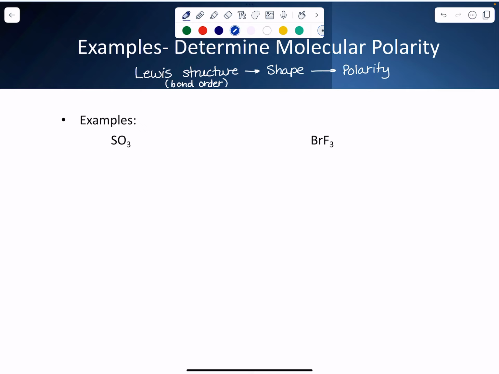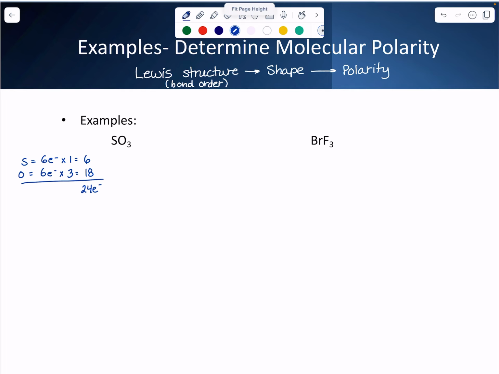Okay, so our first example is the molecule sulfur trioxide, SO3. So we've got a total electron count we can determine. Sulfur and oxygen are both in group 6, so they both have 6 valence electrons. We have one sulfur atom and 3 oxygen atoms. So we've got a total of 18 plus 6 electrons, which is 24 electrons.